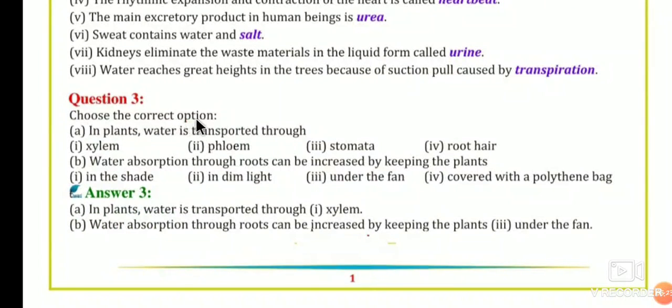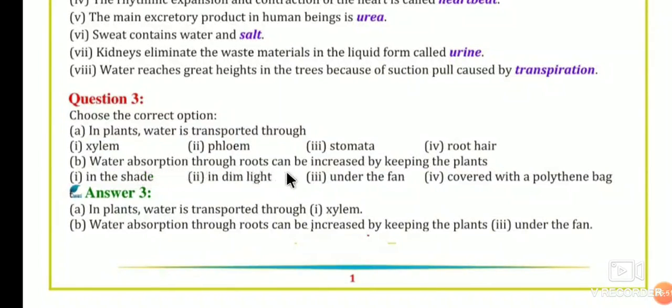Next, choose the correct option. In plants, water is transported through... So water means W, and W means X. So the relation of W is X, where W means water and X means xylem. So water is transported through xylem. And the food conducting tissue is phloem.